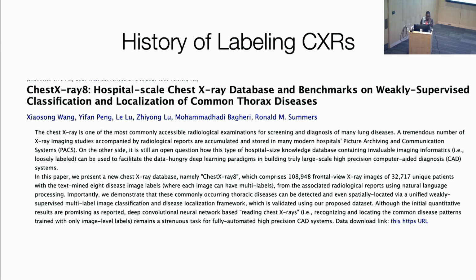In terms of the history of labeling chest X-rays, this is not the first data set. The first one was actually from Indiana University. There's also one from China looking at tuberculosis. But one of the most widely used data sets is this NIH data set by Wang, called the ChestX-ray8 data set. Essentially, it has around 100,000 frontal images from 32,000 unique patients, and they used natural language processing for labeling.